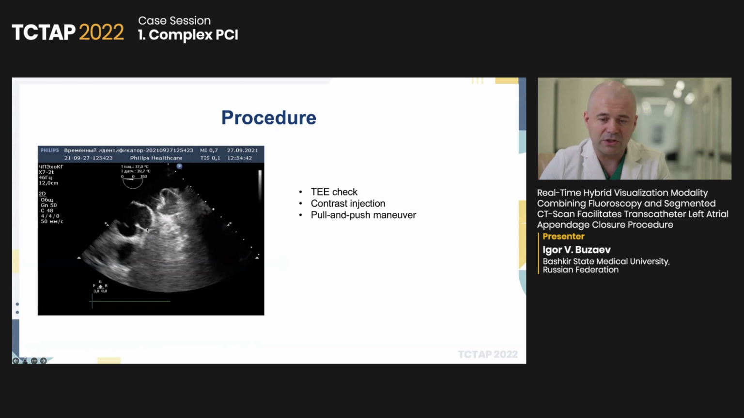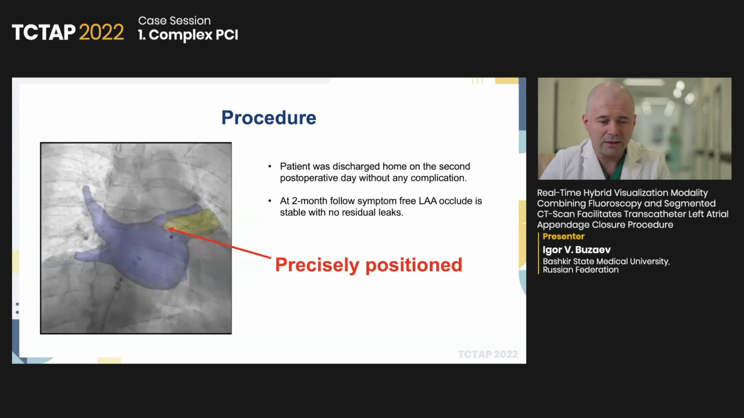So this is the transesophageal check and contrast injection. We did a pull and push maneuver and see the precise position of the device because we have a landmark. Usually we do not have direct landmarks when we are opening the LAA, but it is best practice to do it right from the first try. So this is a very precise position, and the patient was discharged home the next day. At 2 months, there are no problems with residual leaks or strokes.